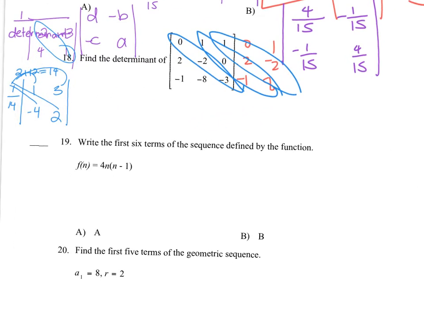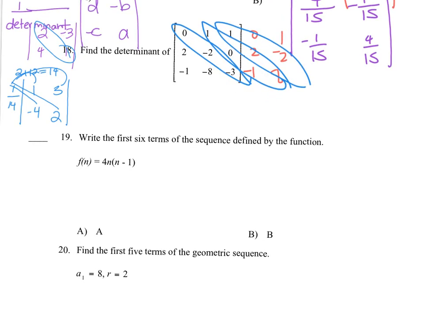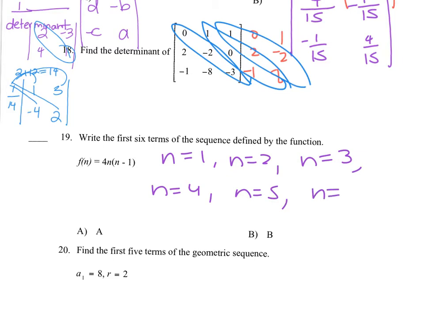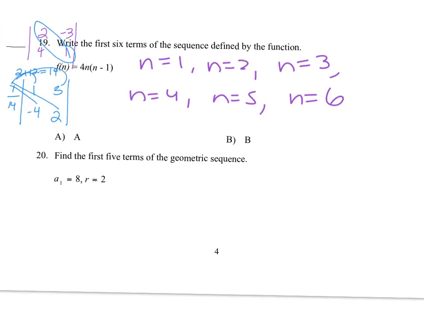Okay, number 19, first 6 terms defined by the function. Hopefully, do I need to work through this one? This is if n is 1, and then n is 2, and then n is 3, and then n is 4, and then n is 5, and then n is 6. I threw some on there like that, super easy. Hopefully, you can figure that out, right? Questions on that one?